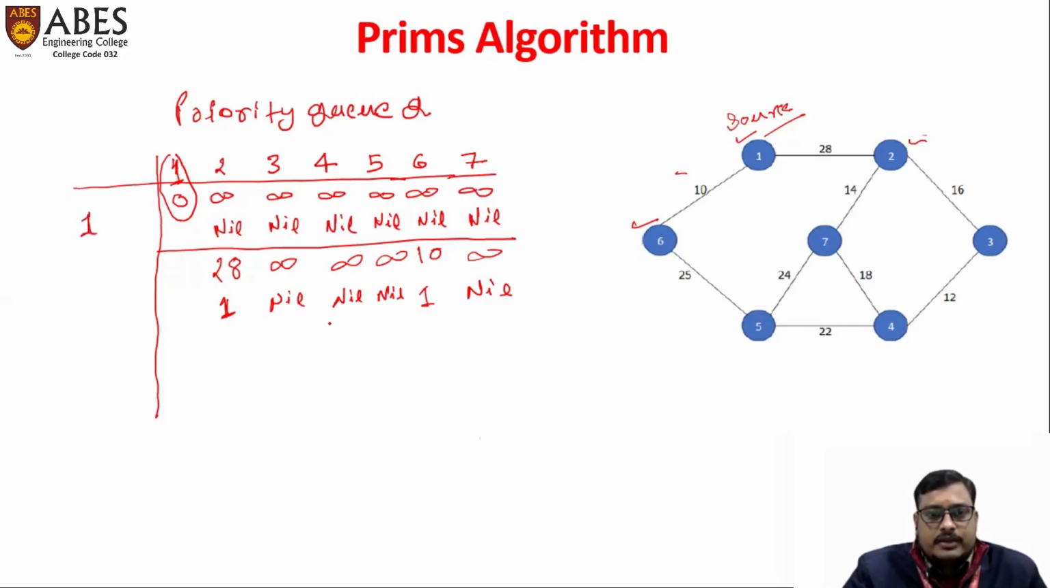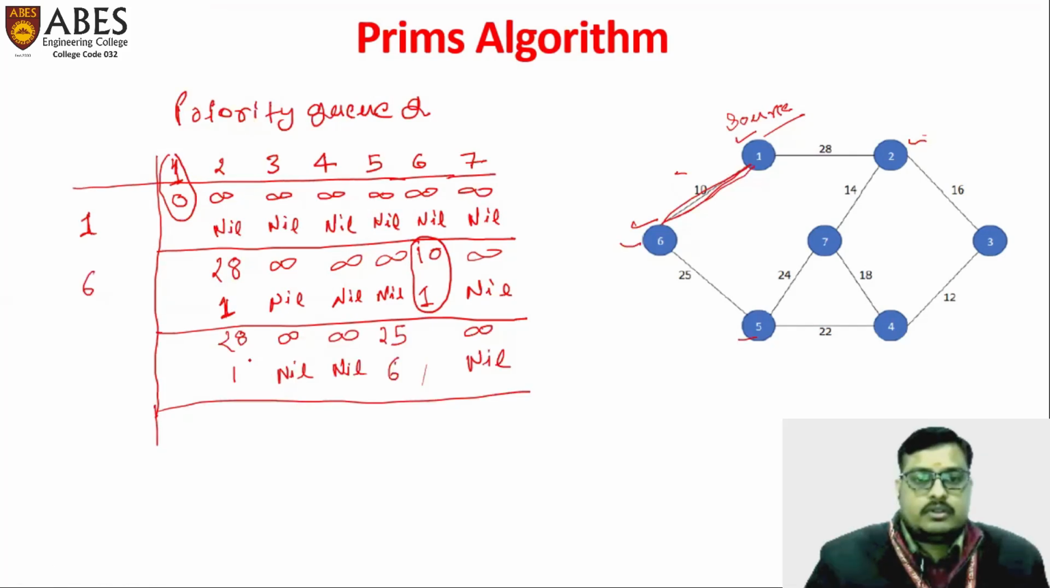Now in the second step, we'll take the vertex with minimum cost. In this we can see the costs of vertices are 28, infinity, infinity, 10, and infinity. So the minimum cost vertex is 10. So we'll select this vertex with cost 10, and the parent will be 1.